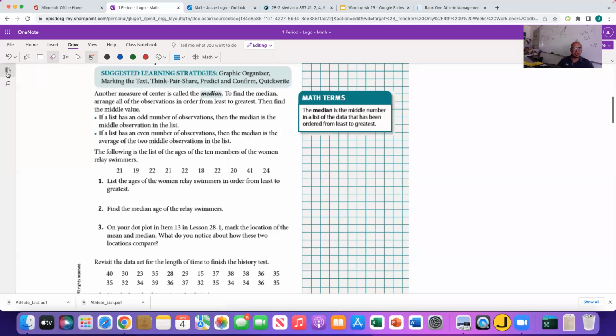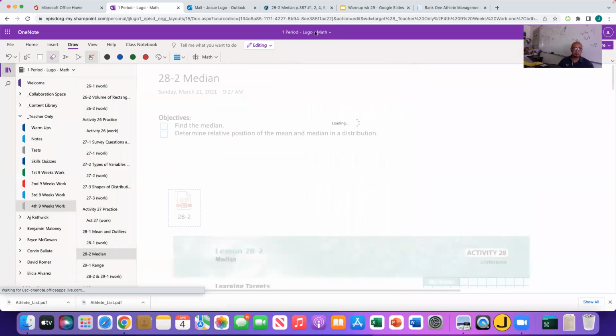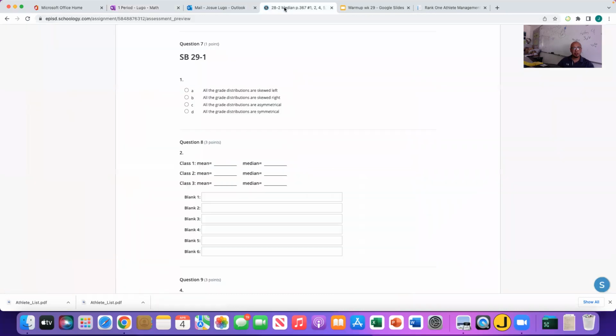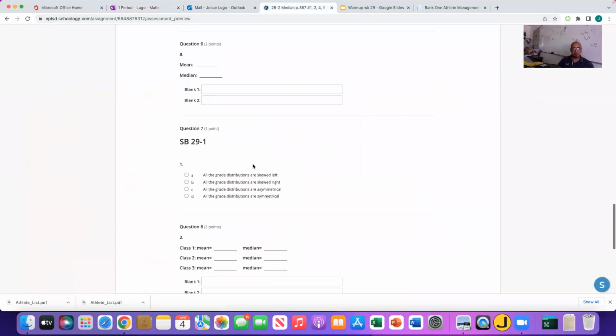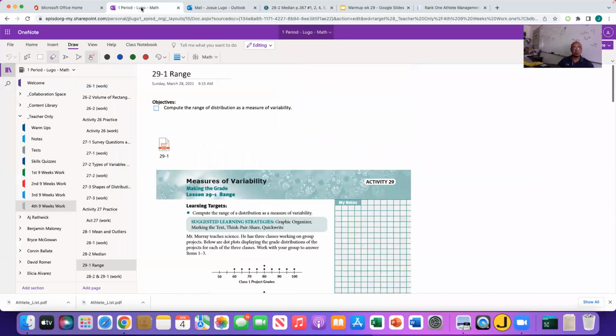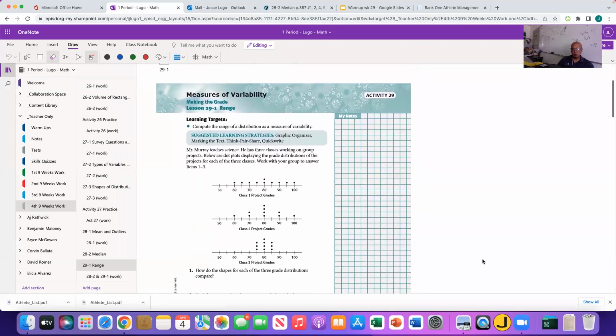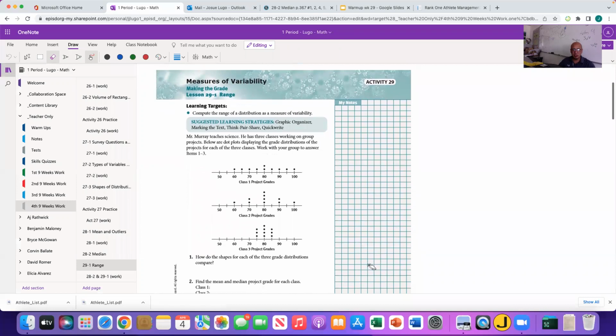Now, if we go to 29-1, we can see that we do numbers 1, 2, and 4. Well, number 1 is, what are the shapes for each distribution? Well, notice that the first one kind of goes straight up and then comes down. So it's like a very broad triangle. So I would say that's pretty symmetrical. This one is also pretty symmetrical. And this one is definitely symmetrical as well. So they're all symmetrical.